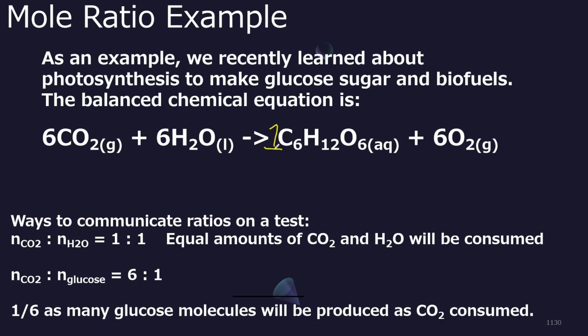If you want to compare CO2 and glucose, though, n CO2 to n glucose equals 6 to 1. The ratio is 6 to 1. So 1/6 as many glucose molecules will be produced as CO2 is consumed. Pretty clear way to communicate that, so I'd recommend this kind of notation.